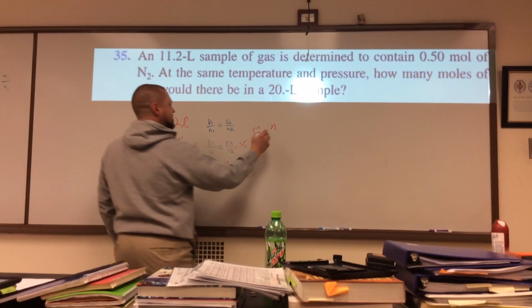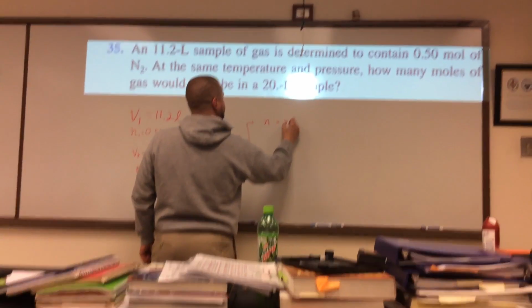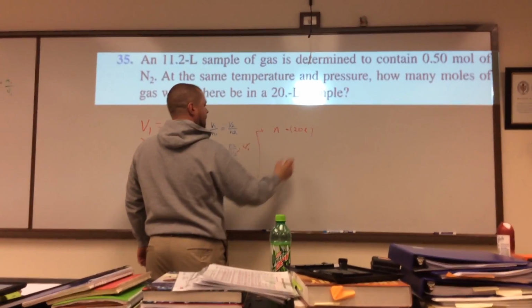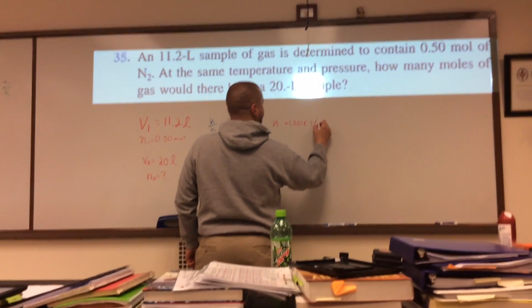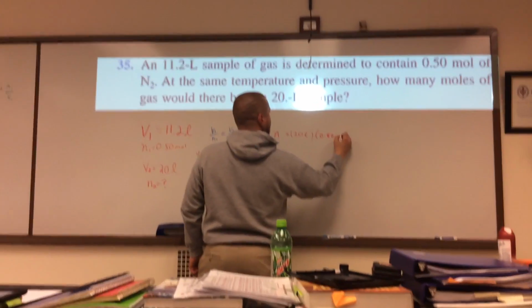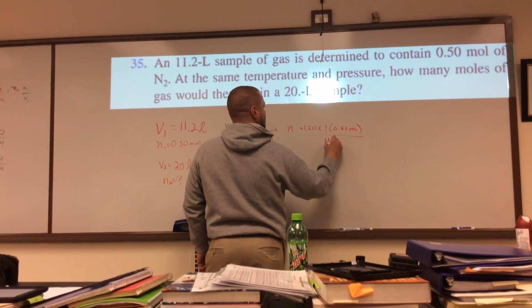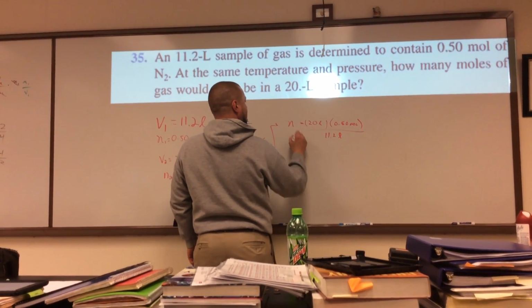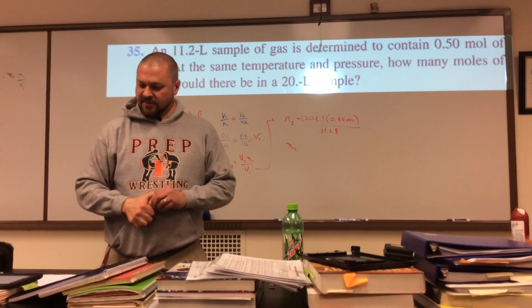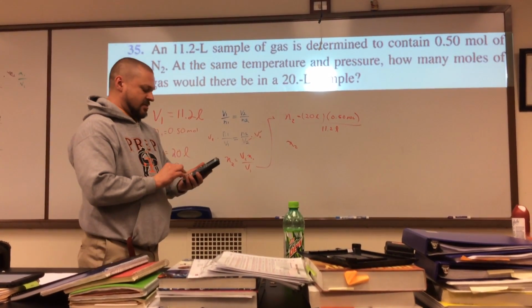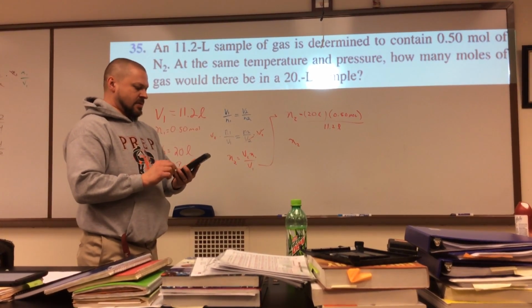N2, so V2 we said was 20 liters. N1 we said was 0.5 moles. V2 we said was 11.2 liters. N2. So what is that? 10 divided by 11.2? So I get 0.89.